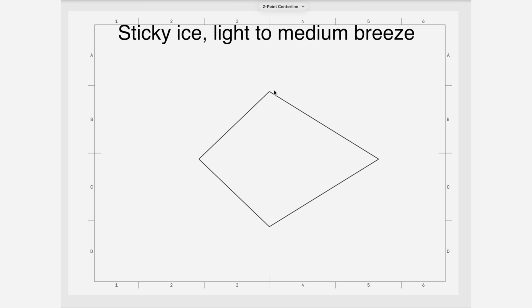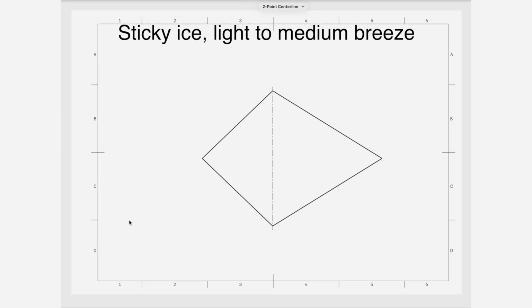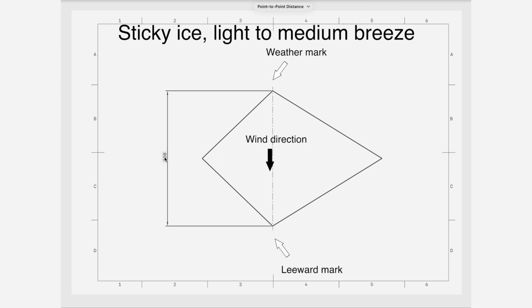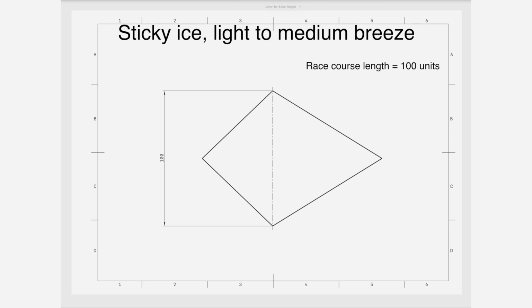This is not what iceboaters love most: sticky ice and light breeze. Survival mode. You can easily see the difference in the shape of the diamond. Again, two marks, wind direction and race course axis, and race course length of 100 units. In these conditions, the upwind sailing angle is really big and can reach 59 degrees.